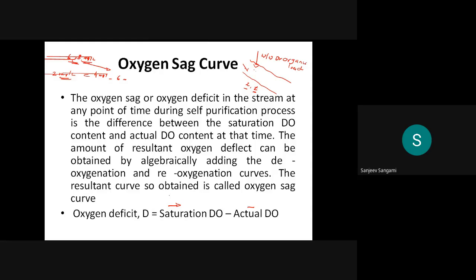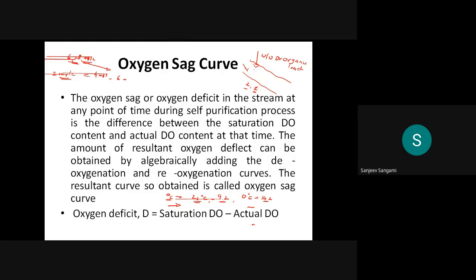For example, don't think that saturation DO is only for 0 degree centigrade. The saturation DO exists with respect to all temperatures. For example, saturation DO at 25 degree centigrade, how much? The standards are there. Maybe I'll give you the standard table. Saturation DO at 0 degree centigrade is always 14.2. These are all fixed values, irrespective of the actual DO.